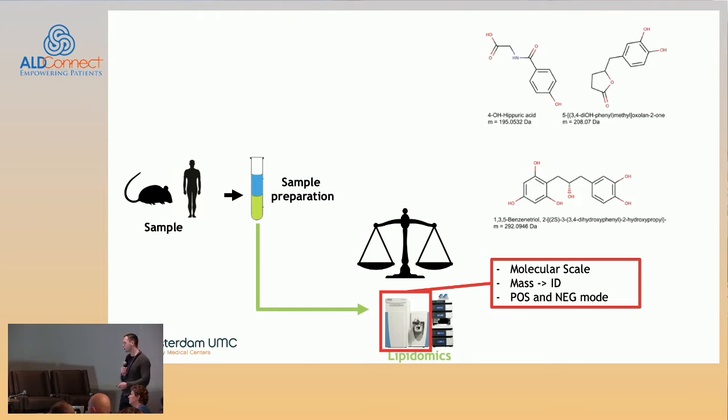compounds. We do this both in positive and negative mode, and this relates to the charge that molecules can have. Certain molecules are ionized in positive mode, others in negative mode. So by combining, we can increase the coverage.